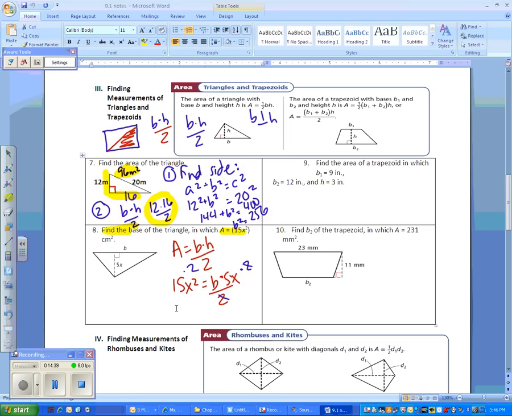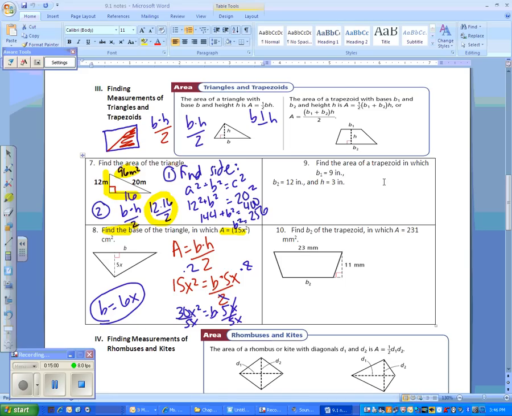And so 15x squared is going to be 30x squared equals b times 5x. And then the opposite of multiplying by 5x is dividing by 5x. So now we have b equals 6x, because x squared divided by x is x. So our base is 6x. All right, those are two types of questions I can ask you about triangles.